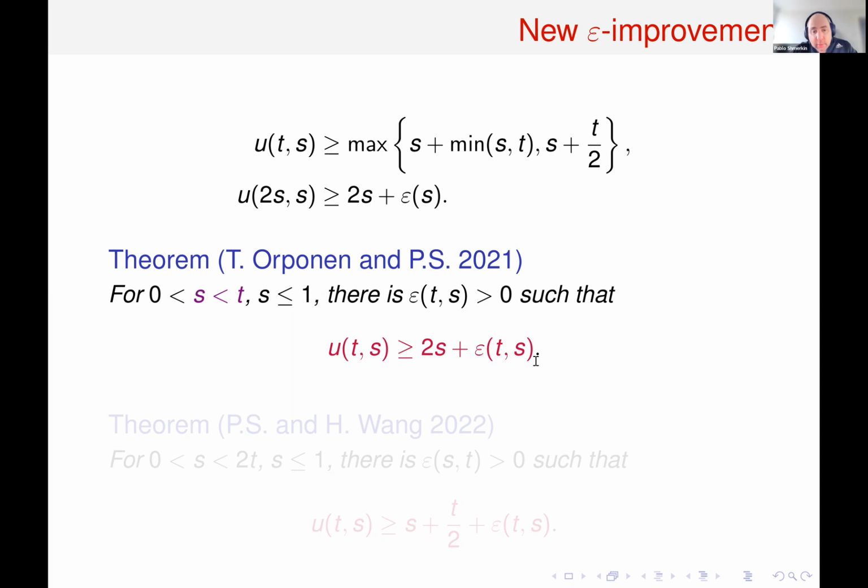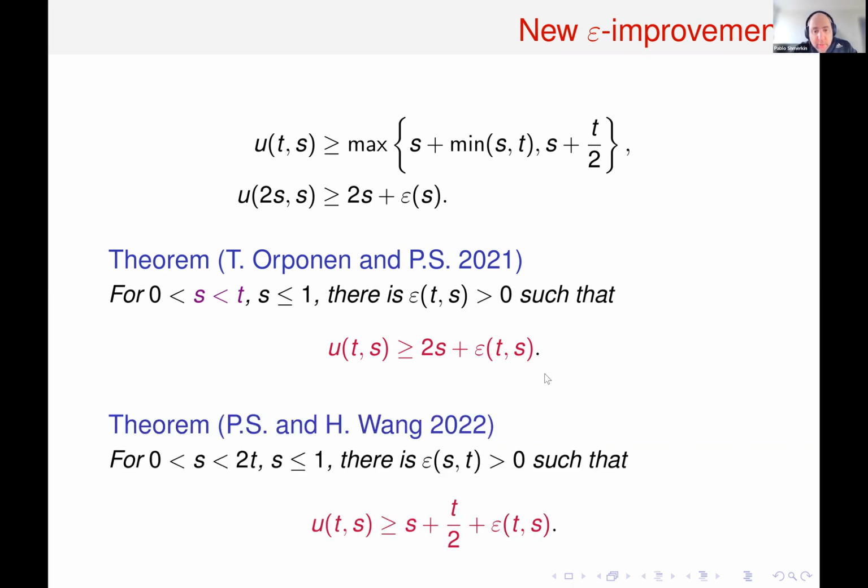So this is the first result, and actually using the proof of the previous result, later with Hong Wang, we obtained a similar epsilon improvement for the other classical bound. For the s plus t/2 bound, we essentially showed that this bound is also not sharp. We can add an epsilon that depends on t and s.